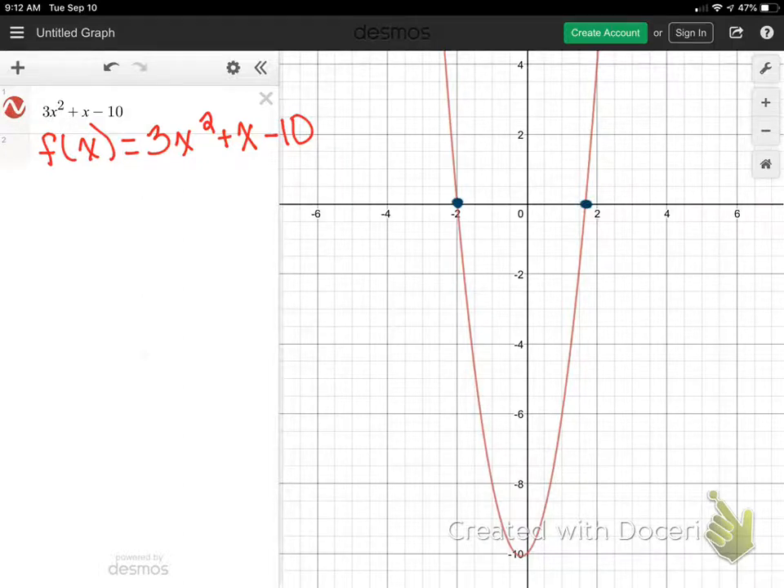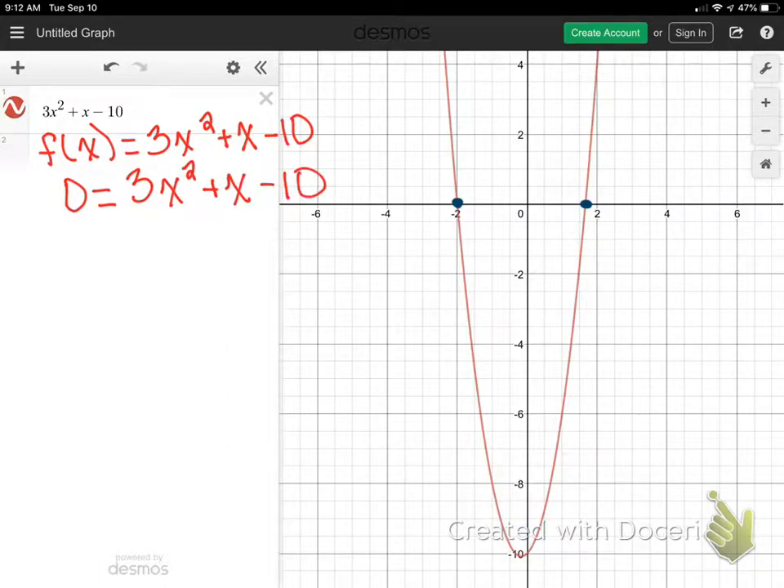Now, one of the values is negative 2. I can see that pretty clearly. The other value is approaching 2, but it's not 2 yet. It's somewhere between 1 and 2. So I can't tell by this graph. So I need to set this equal to 0, and I'm showing it algebraically. So I have 0 equals 3x squared plus x minus 10.